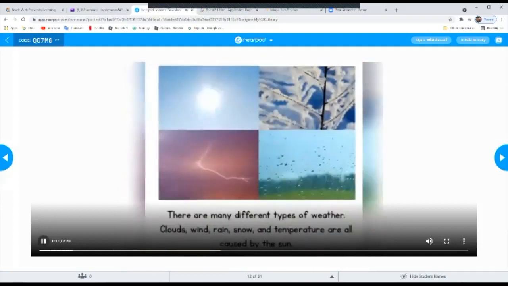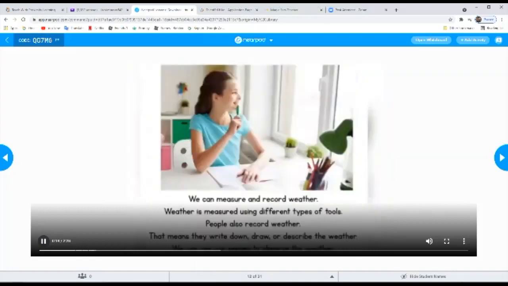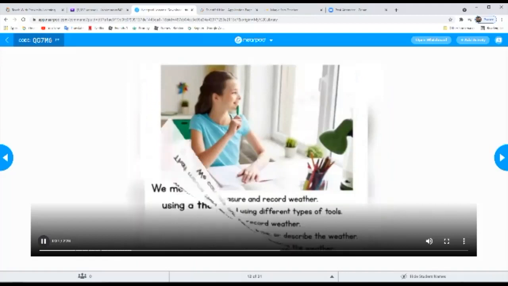There are many different types of weather. Clouds, wind, rain, snow, and temperature are all caused by the sun. We can measure and record weather. Weather is measured using different types of tools. People also record weather. That means they write down, draw, or describe the weather by using their senses to observe it.